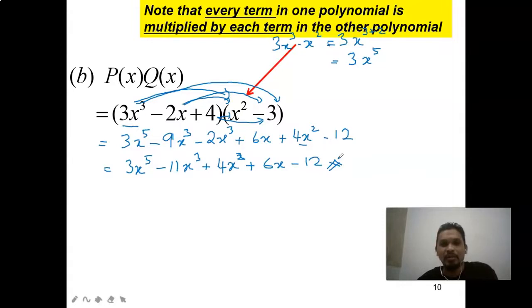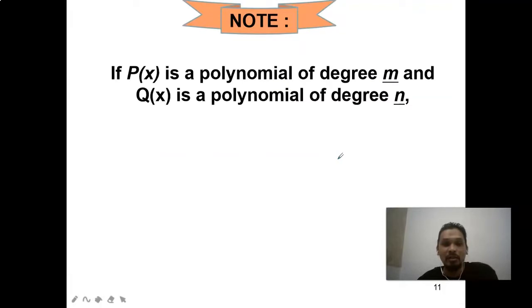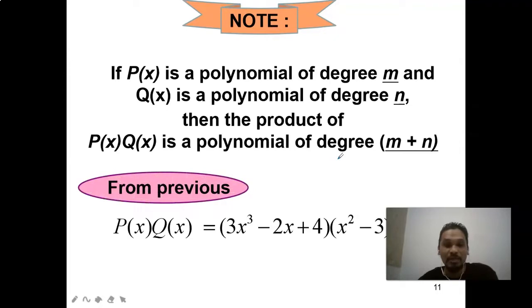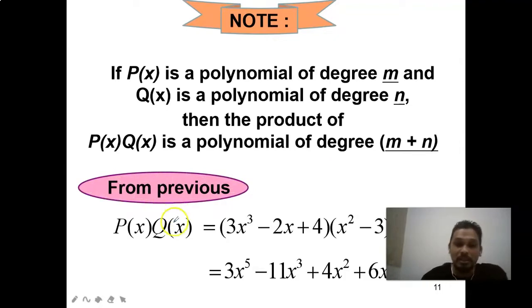Every term in the polynomial is multiplied by each term in the other polynomial. So if p(x) is a polynomial of degree n and q(x) is a polynomial of degree m, then the product of p(x) q(x) is a polynomial of degree n plus m. From the previous example, you can see here 3 plus 2 equal to 5.